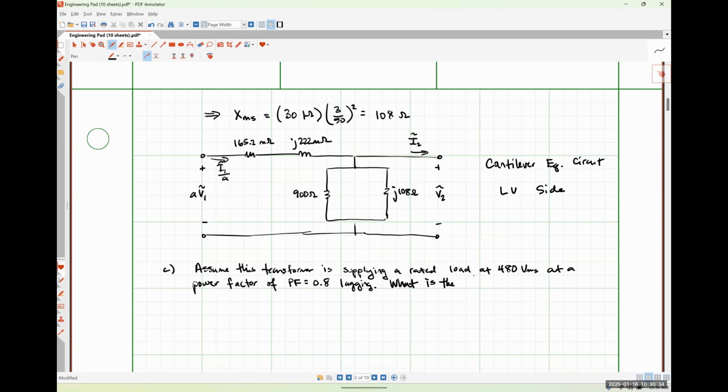What is the transformer's input voltage V1? And we're just going to worry about the magnitude, neither real nor imaginary.